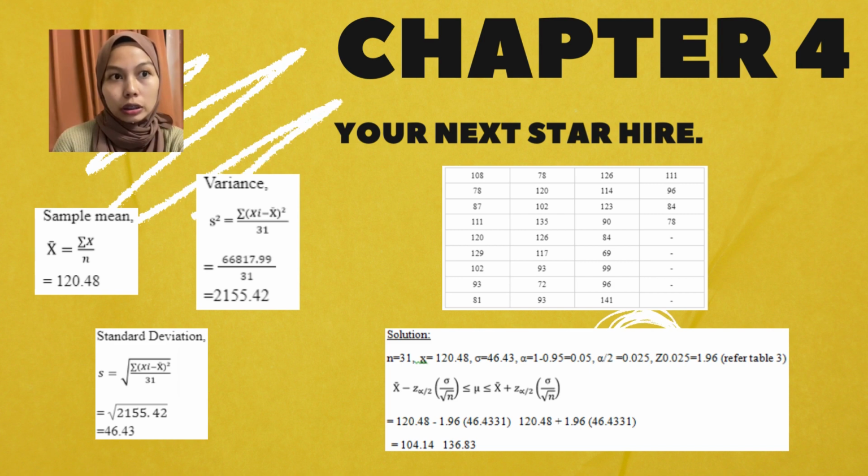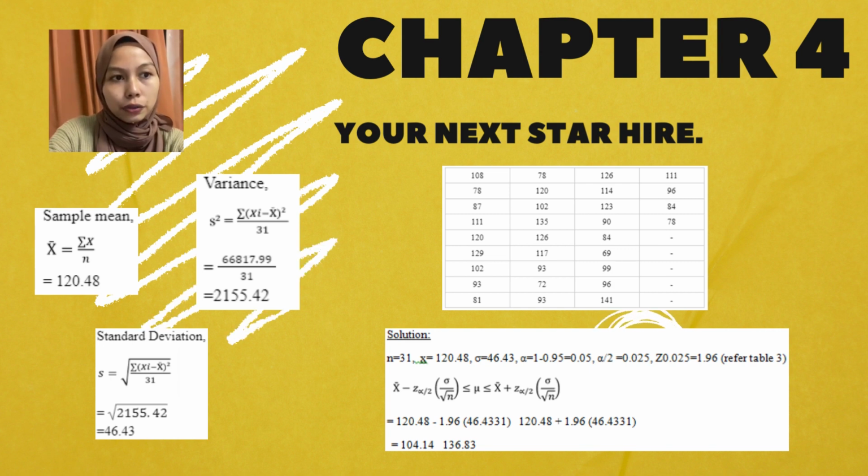So, first of all, according to the data, we need to find estimates for mean, variance and standard deviation by using the formula. Hence, we get the value of 120.48 for mean, 2155.42 for variance, and 46.43 for standard deviation.